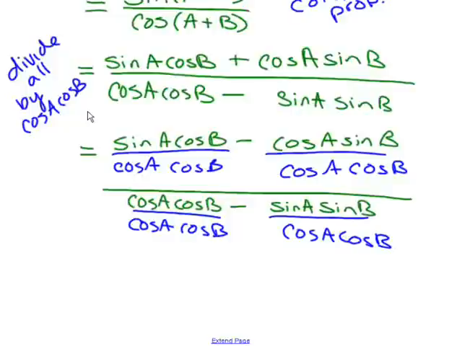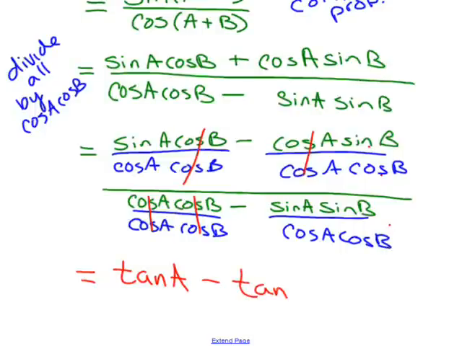All right. And then we just start canceling stuff off. So cosine B's cancel off, cosine A's cancel off, cosine A and cosine B cancel, and here nothing cancels. Okay. Now we write it using our quotient property. So sine over cosine we know is tan. Sine B over cosine B is going to be tangent of B.